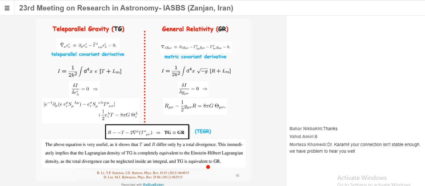This means that TG and general relativity are two different formulations of gravity. One of them, TG, is based on the Weitzenbock spacetime, and another is based on the Riemannian spacetime, but both of them have the same result. This is why sometimes teleparallel gravity is called teleparallel equivalent of general relativity.